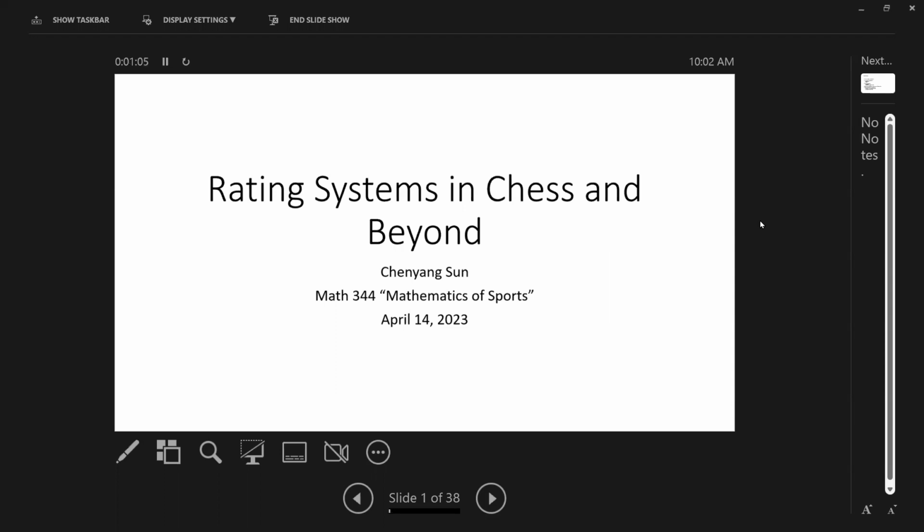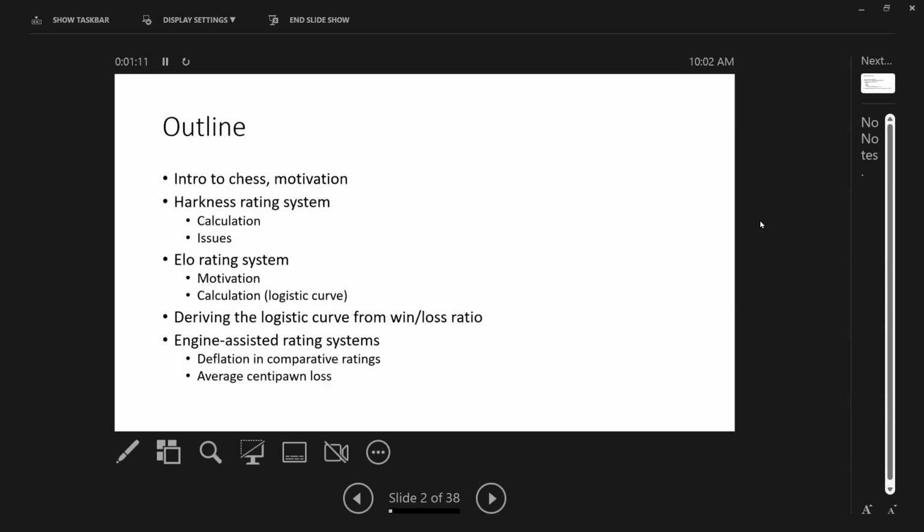So today I'll be talking about rating systems that apply to chess and other games as well. Here's how the outline of the talk is going to go. We first introduce chess for whoever here has not played the game before, and then we want a motivation for why we want a rating. Then we'll talk about a predecessor of the Elo rating system, which is the Harkness rating system. We'll show how the calculation is done, and how some problems might push you to go for a different rating system. And then we'll give a derivation of the Elo rating system, which is an amendment proposed by Elo to the Harkness rating system, about how the calculations are done, and which involves the logistic curve.